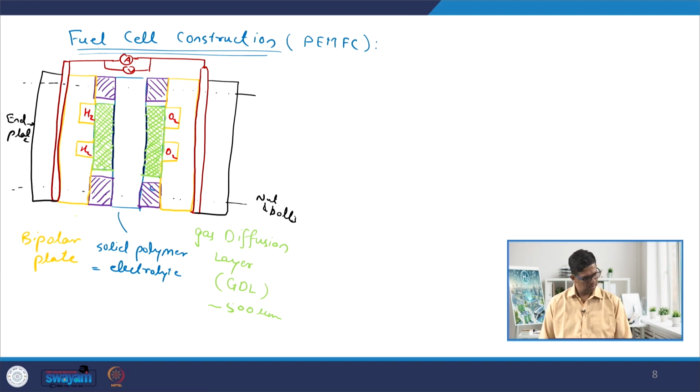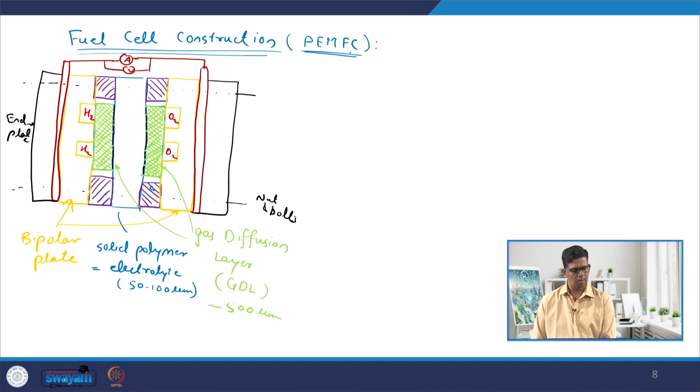Then let me show, this is the bipolar plate, this one as well as this one. Then we have the gas diffusion layer on both sides. The polymer electrolyte, which is used as an electrolyte itself, has got typical thickness of around 50 to 100 microns. Again, let me underline, I am talking about the polymer electrolyte membrane based fuel cell. It can also be in some cases lower than 50 microns.